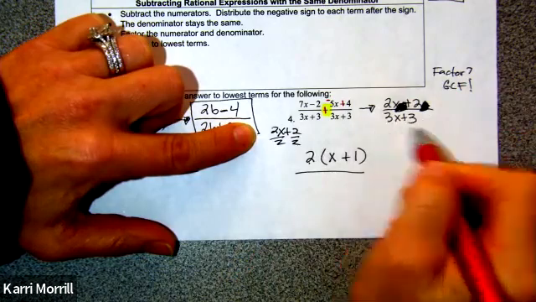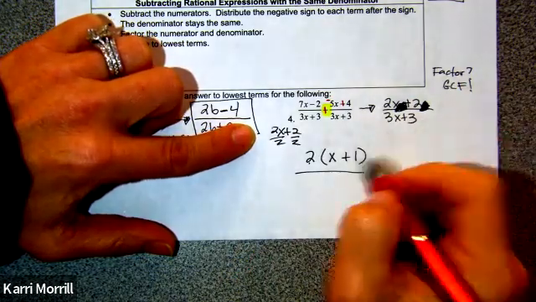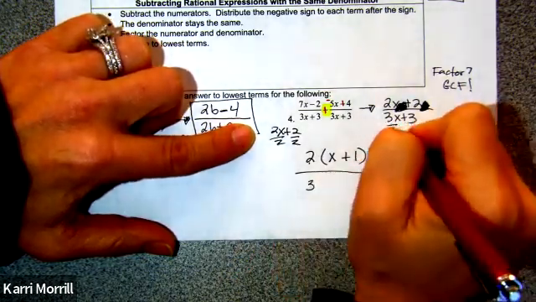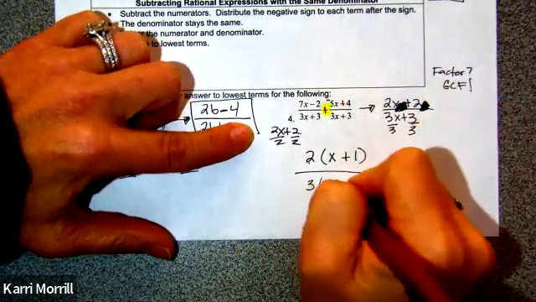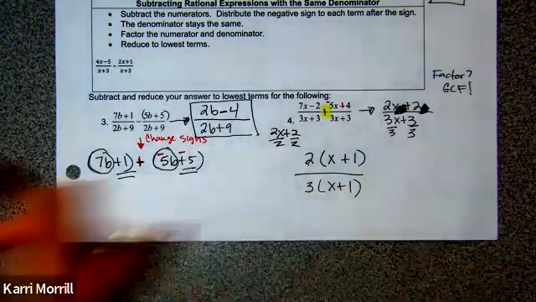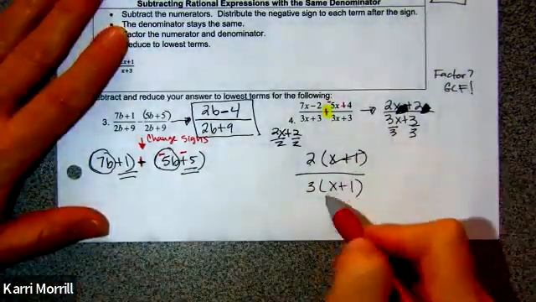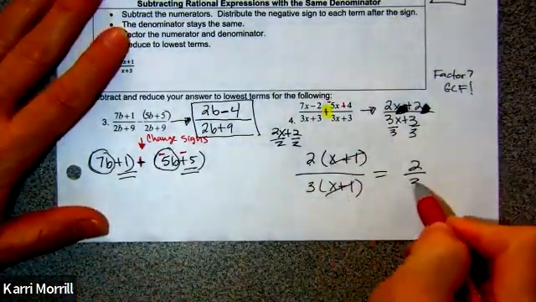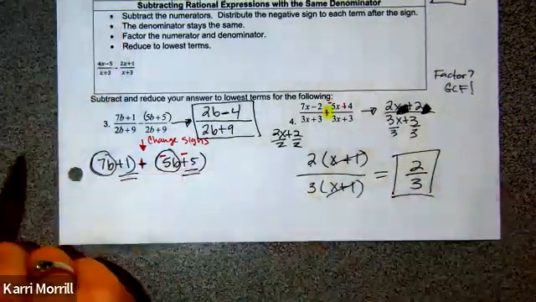We said, what's in common here? 3. And I do have room to write it there, so I can. So x plus 1. Do you see how in the end they have binomials that can cancel and you end up with no letters at all? Not always, but sometimes that happens.